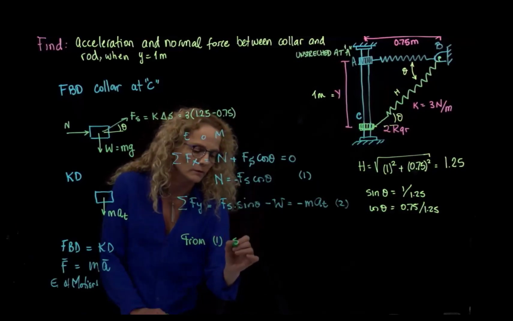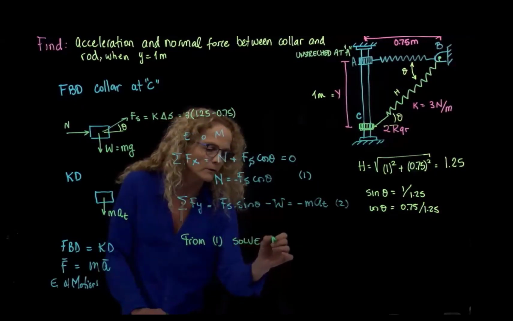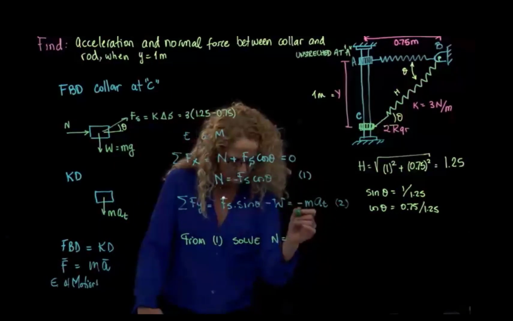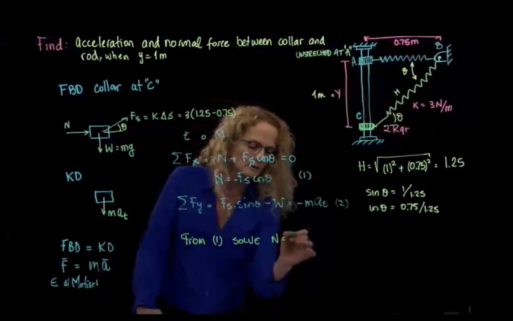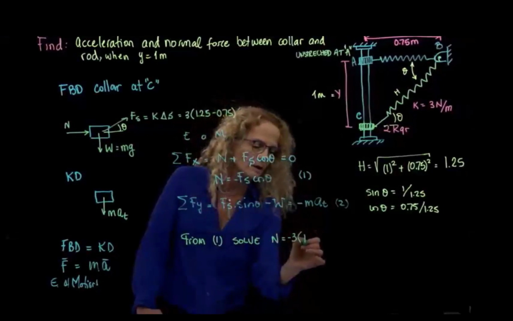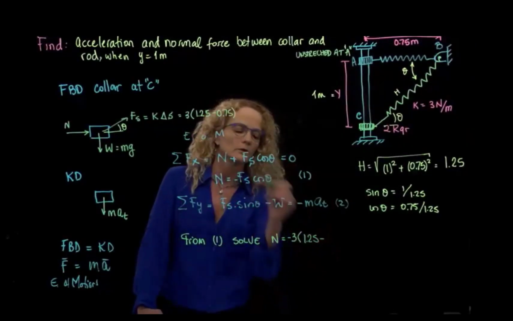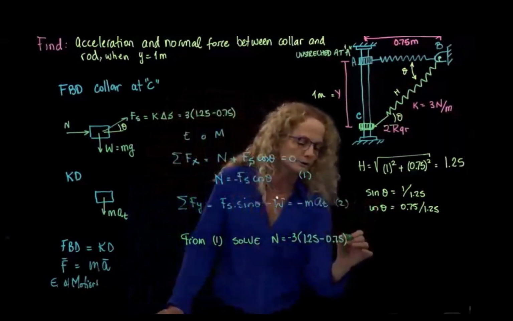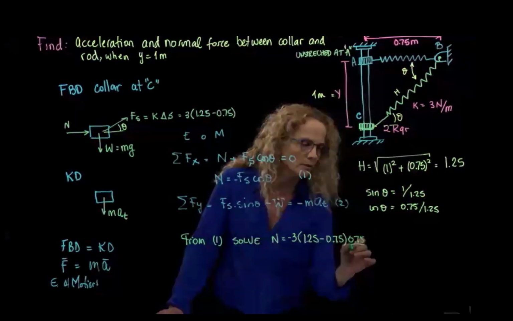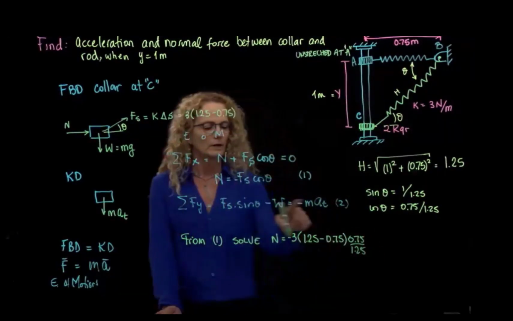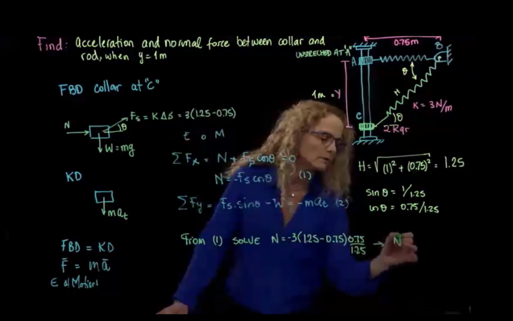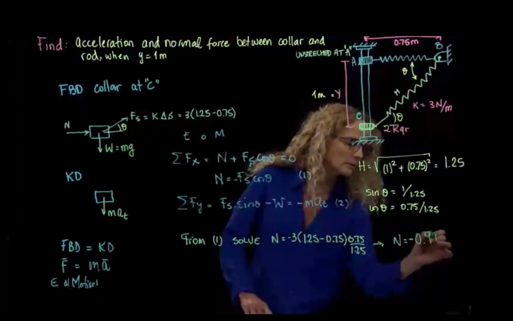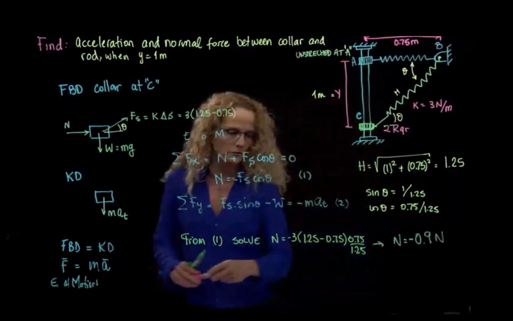we can solve for the normal force, which is the spring force times cosine, and I have it right here. Let me write it anyway. 3 times (1.25 minus 0.75) times cosine, which is 0.75 over 1.25. So if we calculate all that, we get the normal force, which is 0.9 newtons. This is my first result.